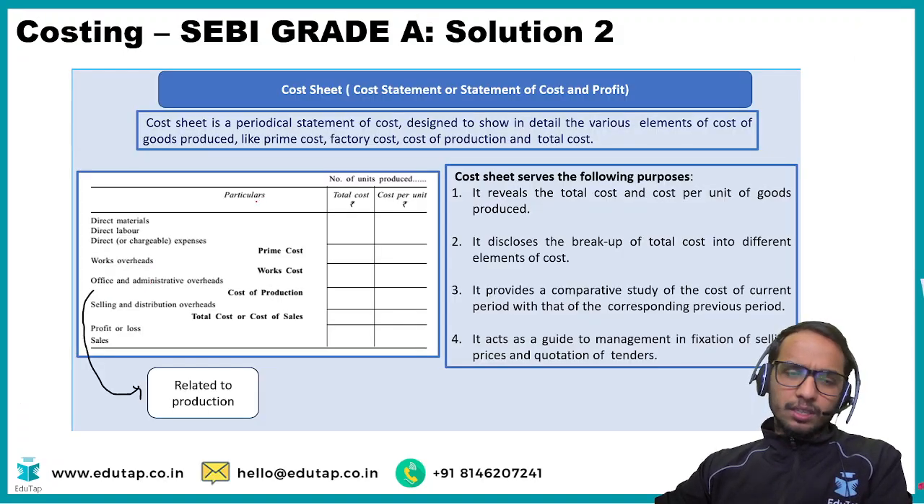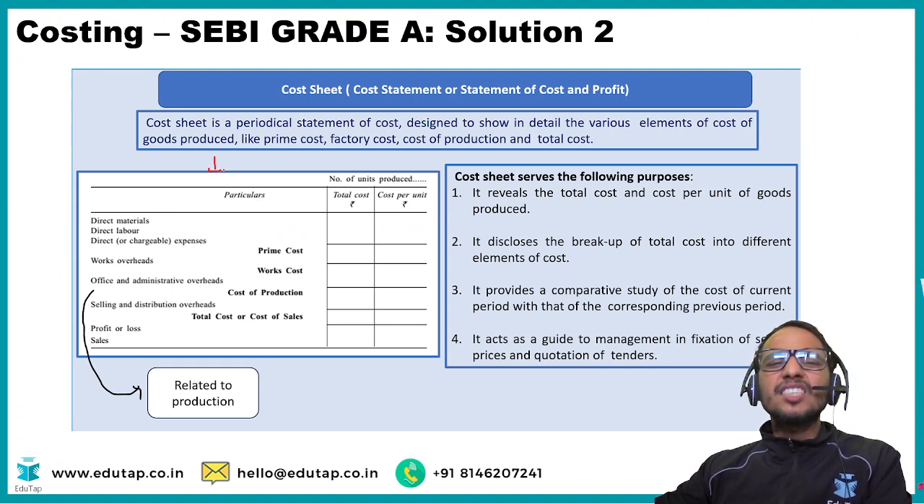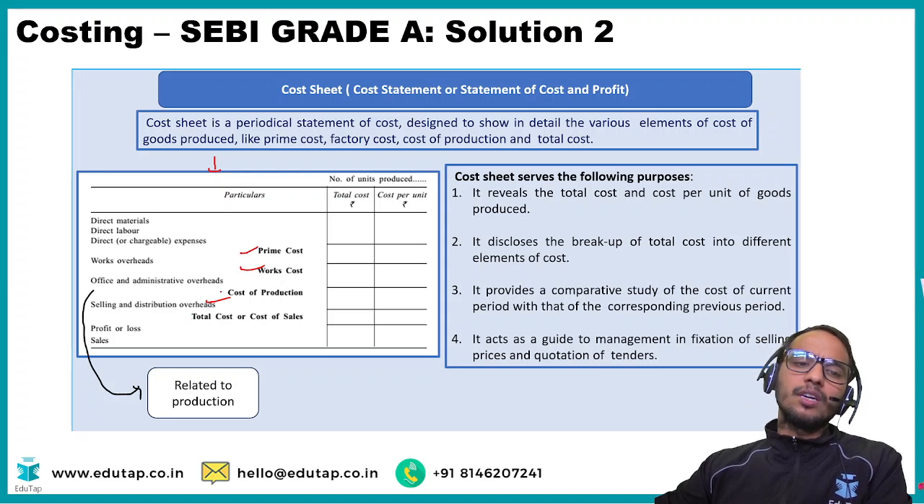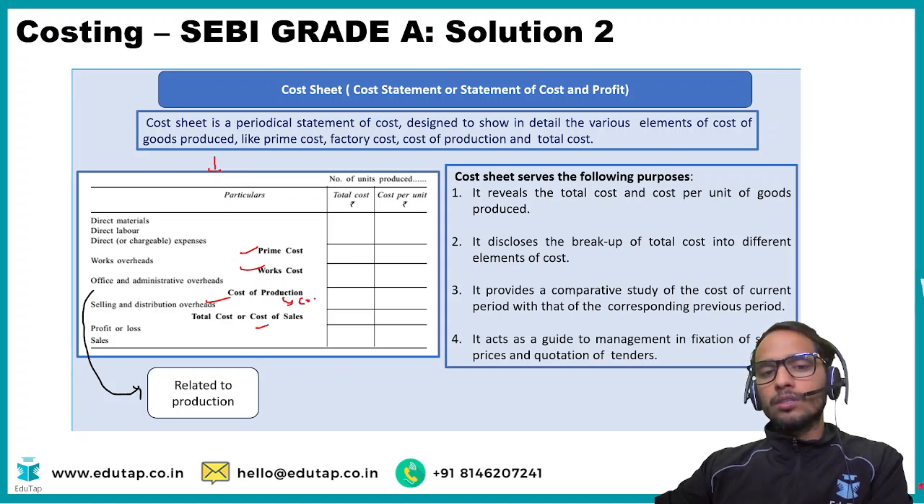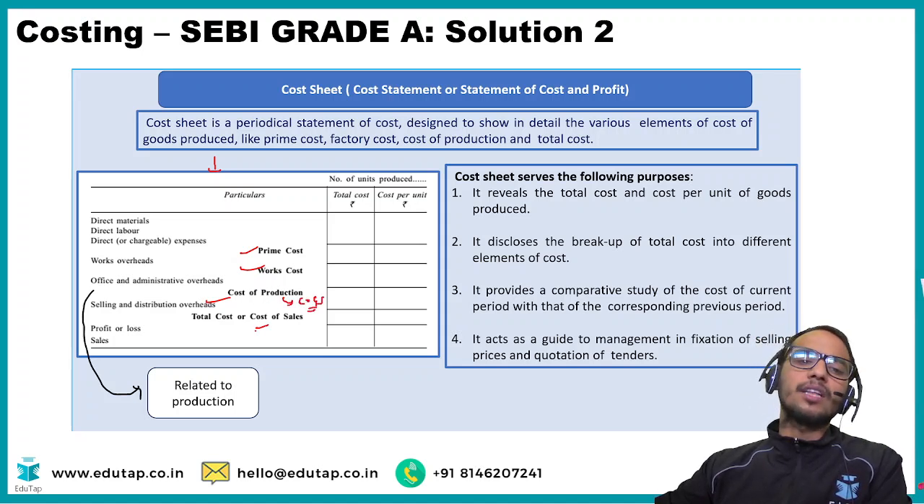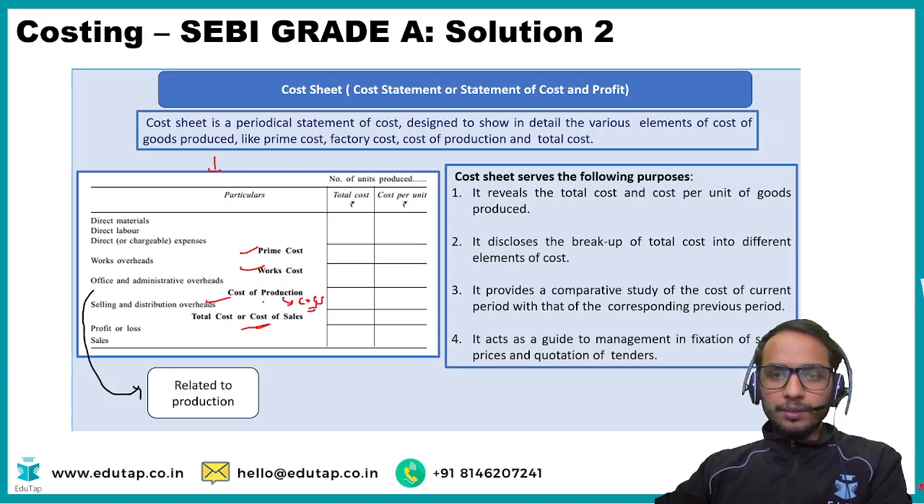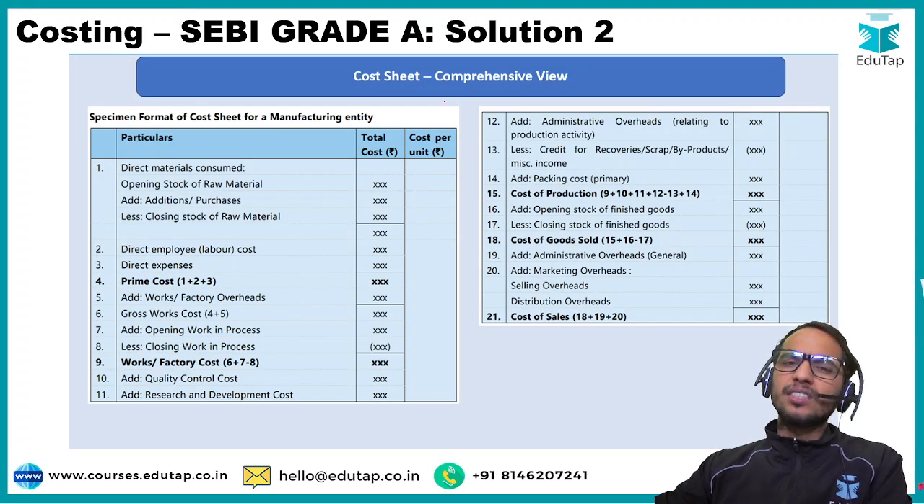So this is basically the cost sheet in the condensed form. So we have the prime cost, works cost, cost of production, and you have also the cost of sales. It is not written here. The cost of sales is written here, but you have cost of goods sold after this cost of production, and then you have the cost of sales, right? So let's look at the comprehensive view, then things will be clear to you.